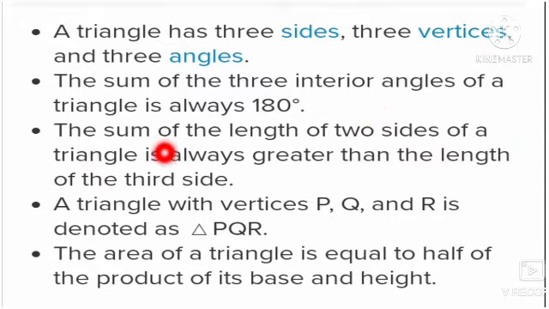The third property, the sum of the lengths of 2 sides of a triangle is always greater than the length of the third side. This property is known as triangle inequality. A triangle with vertices P, Q and R is denoted as triangle PQR. The area of a triangle is equal to half of the product of its base and height.